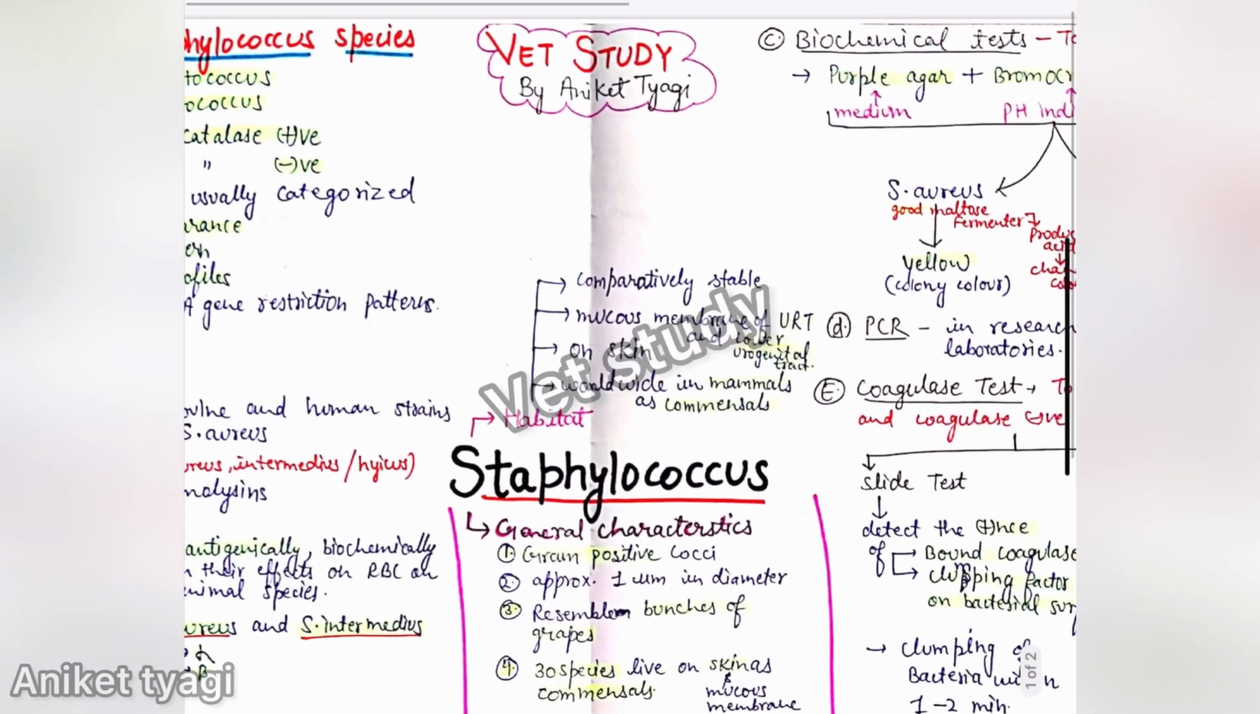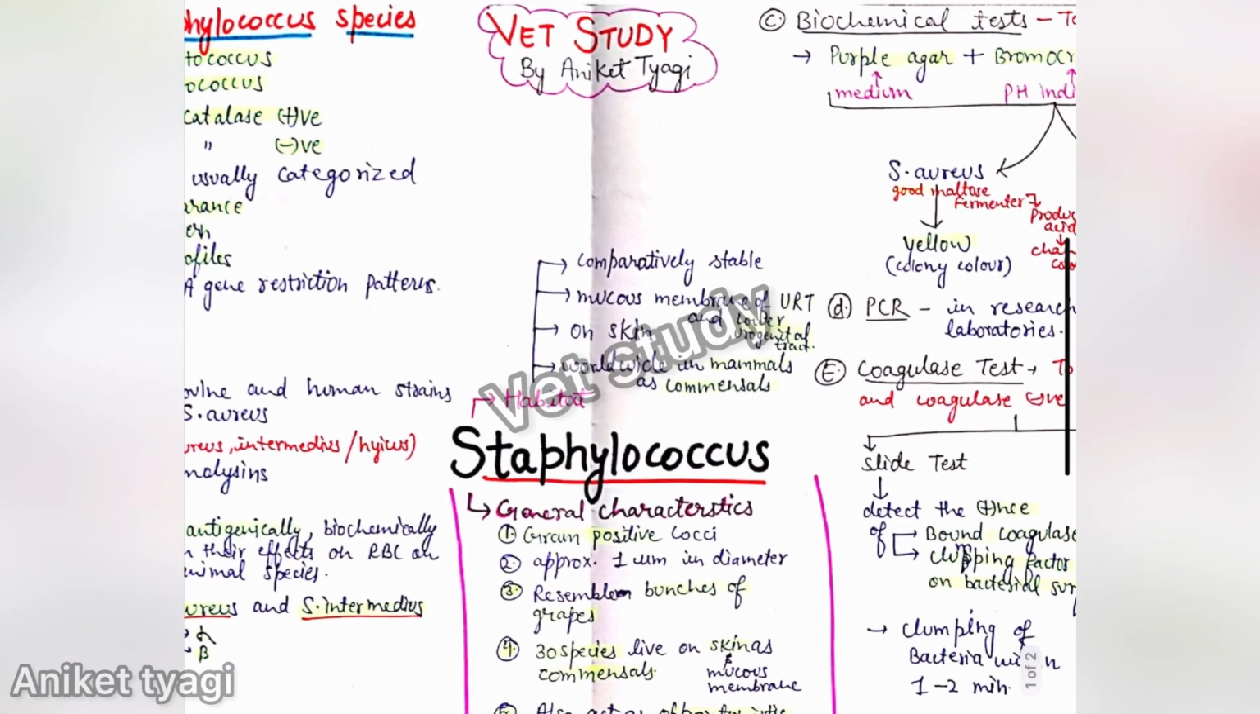Now move to the habitat. As we have discussed, they generally live as commensals on the mucous membrane of the upper respiratory tract and lower urogenital tract, and they are comparatively stable bacteria. They live on skin as commensals, and their distribution is worldwide in mammals as commensals.